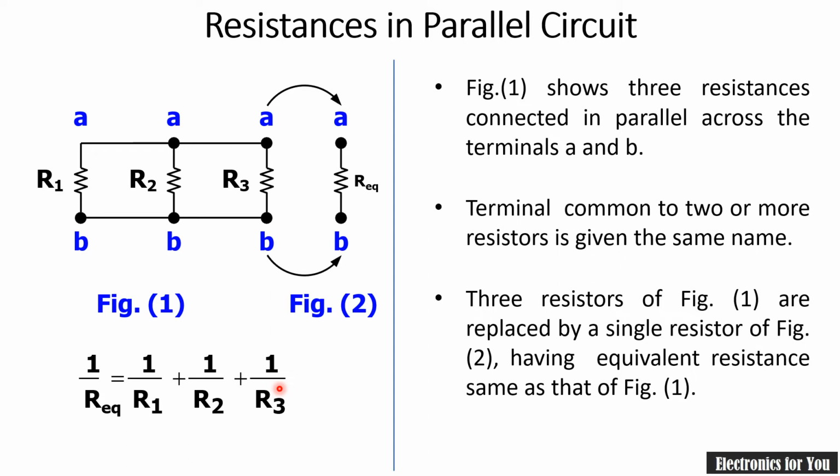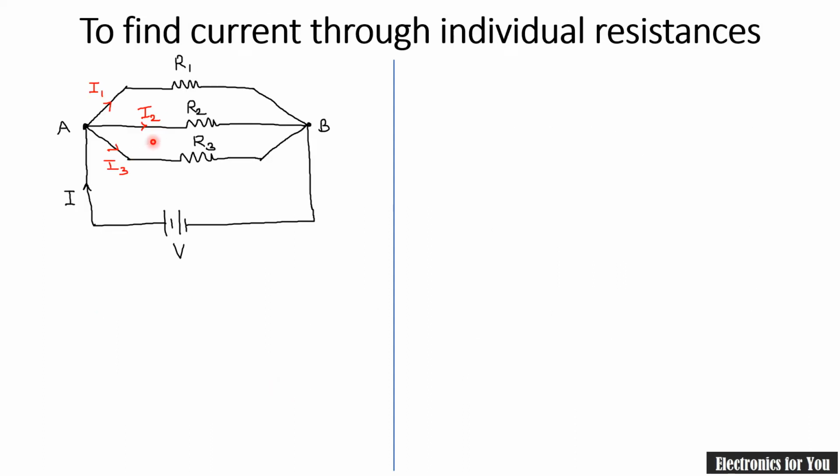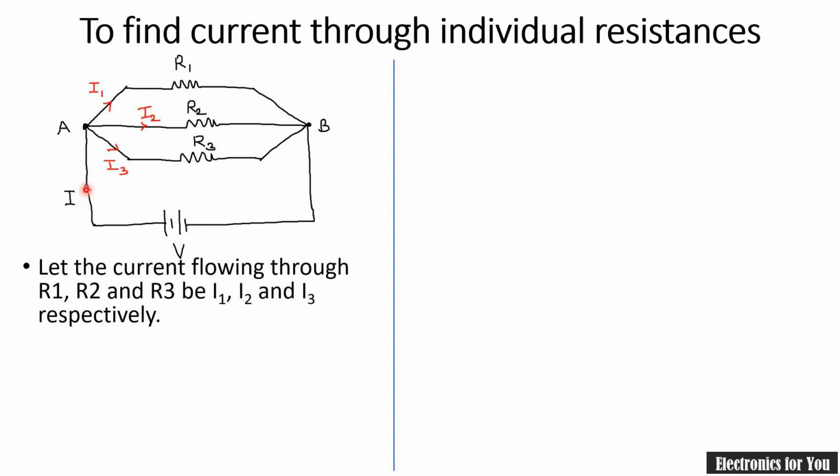Now let us talk about the third parameter, which is current, and which is very important. This is our current I in the circuit. Here you can see that this current I will get divided, just like pipelines. One pipeline is further connected to three different pipelines, so the water supply will get divided into three pipelines. Similarly here also the current is divided into three different branches.